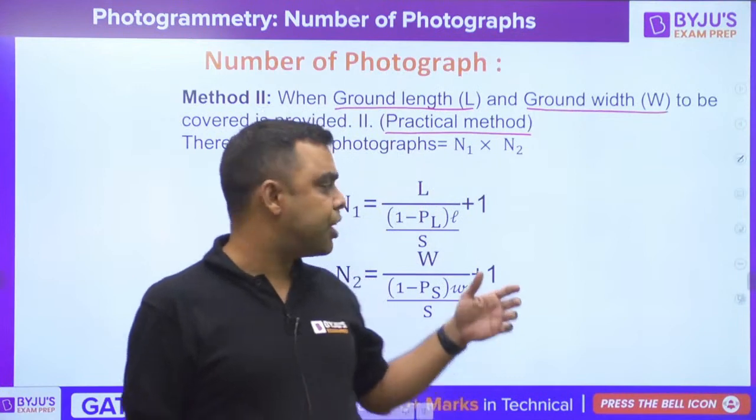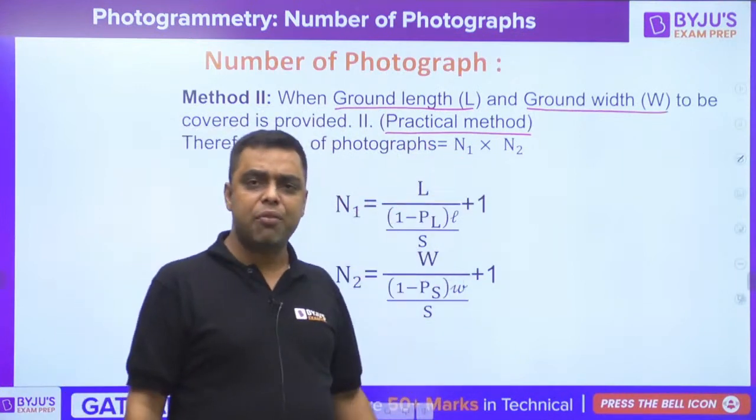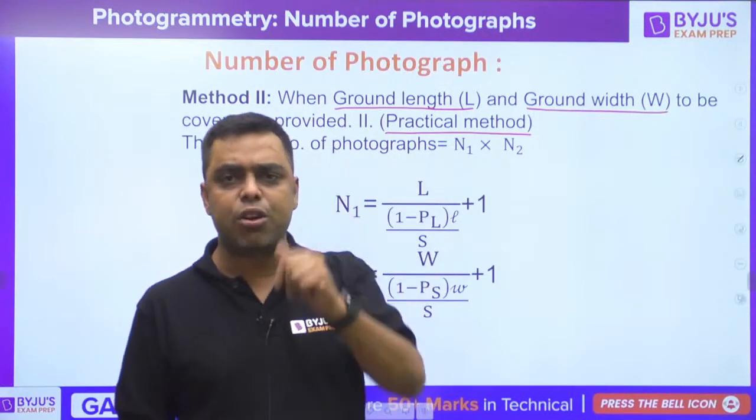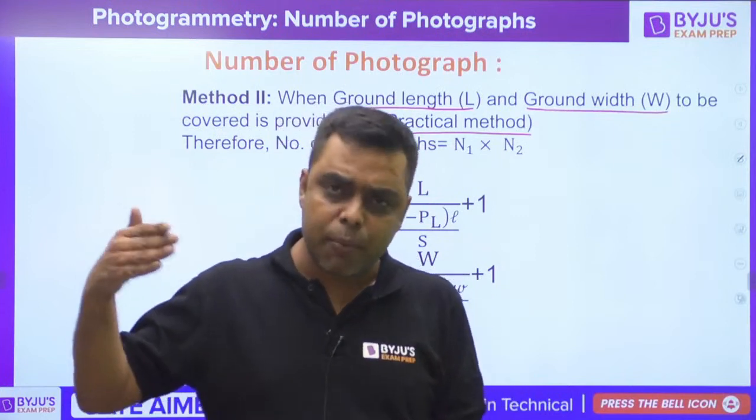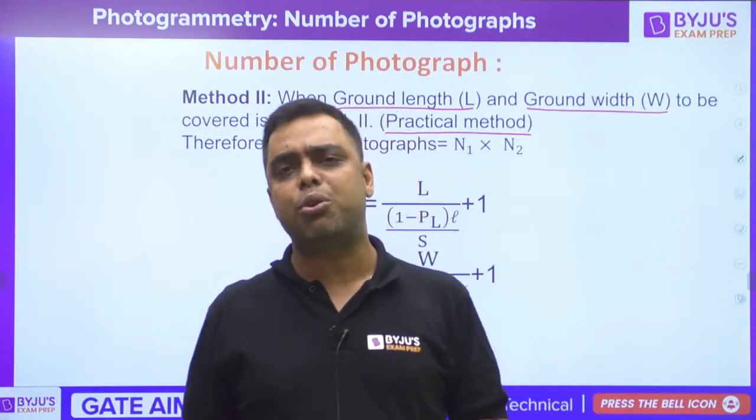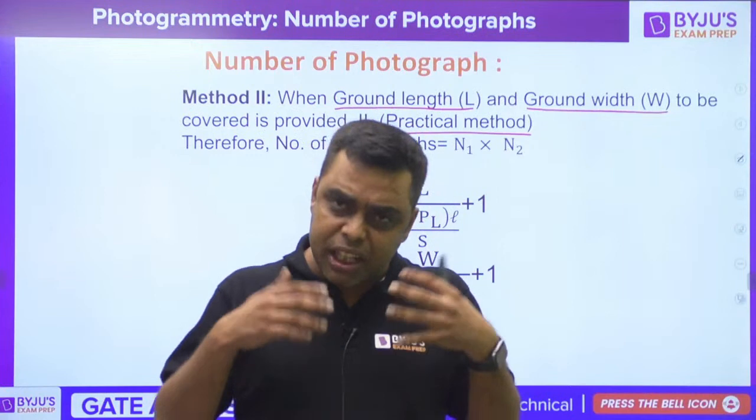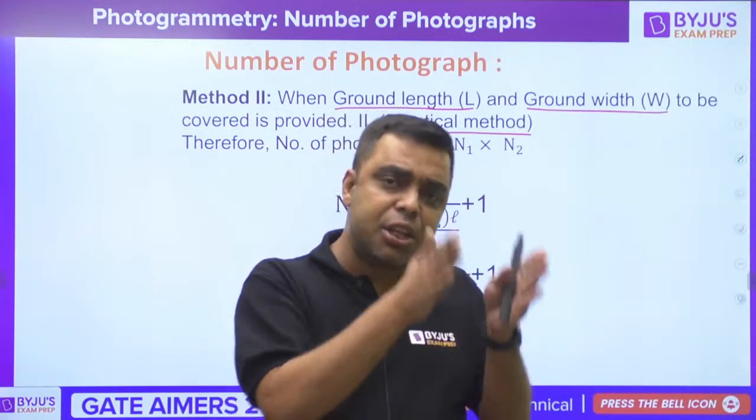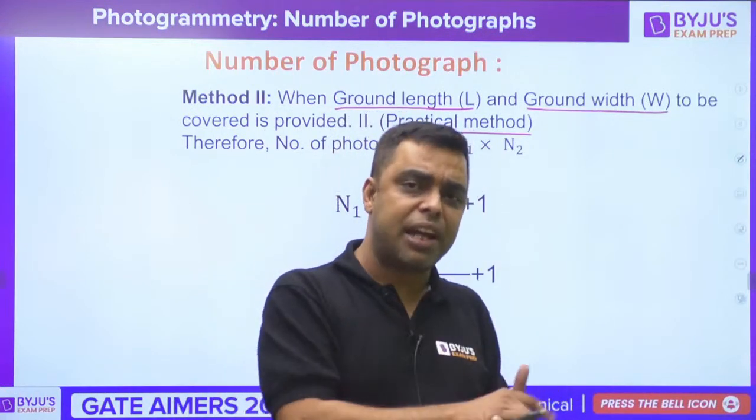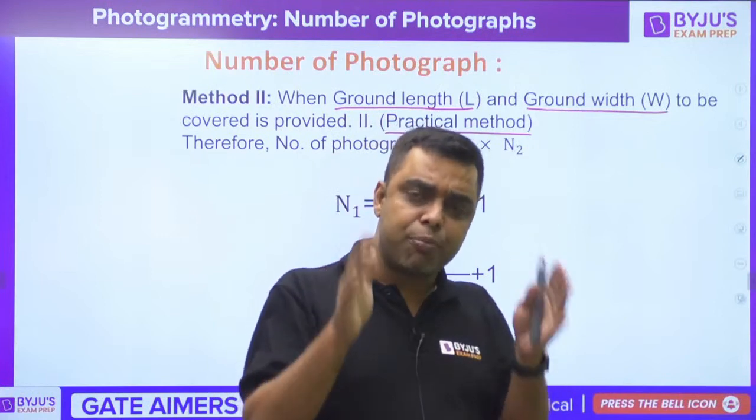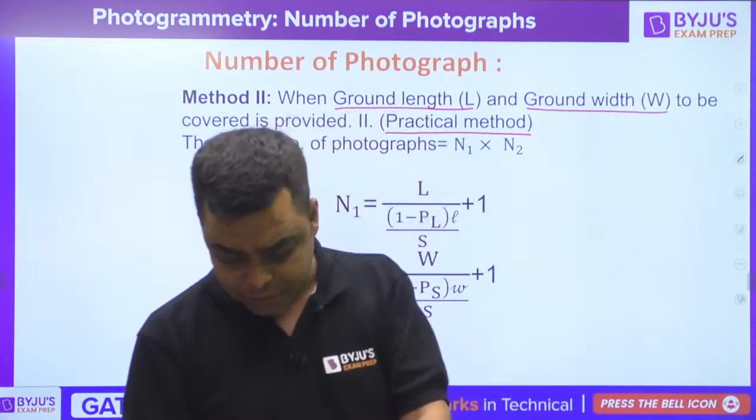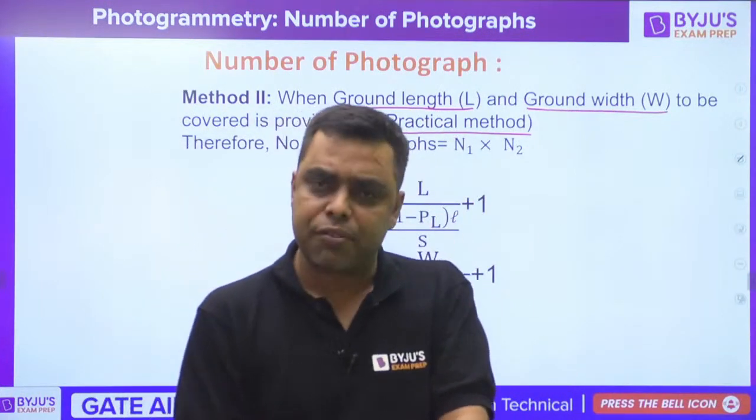So similarly over here, N1 and N2, where N1 is the number of photographs in the direction of the flight line and N2 is the number of photographs in the direction perpendicular to the flight line. So basically, the number of flight lines into the number of photographs in each flight line will give me the total number of photographs. Is it clear?